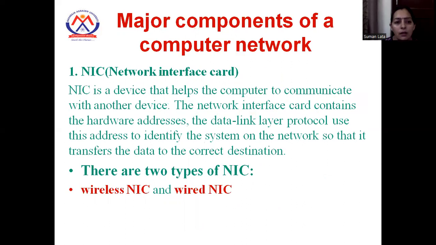Network interface card is a device that helps the computer to communicate with another device. The network interface card contains the hardware addresses. The data link layer protocol uses this address to identify the system on the network so that it can transfer the data to the correct destination. There are two types of network interface cards: wireless network interface card and wired network interface card.